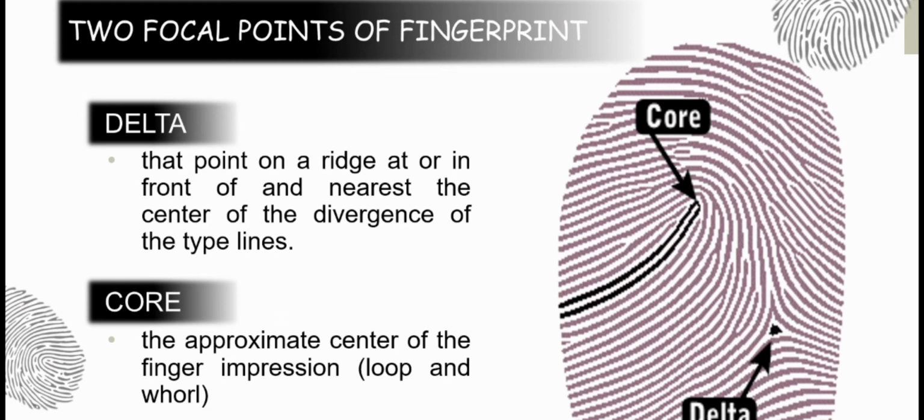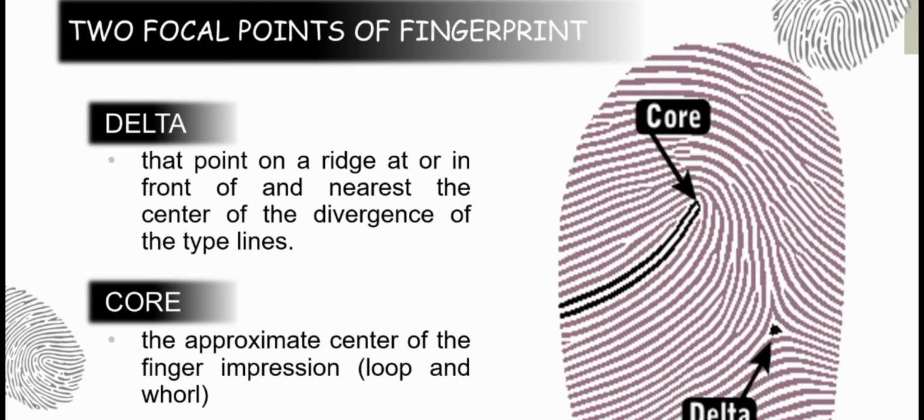In today's video, I'm going to discuss the two focal points of fingerprint, which are the delta and the core. Delta: the point of the ridge at or in front of and nearest the center of the divergence of the type lines, while the core is the approximate center of the loop and the whorl pattern.